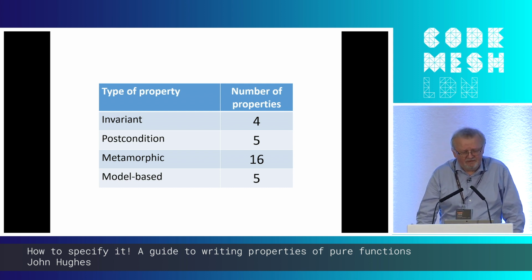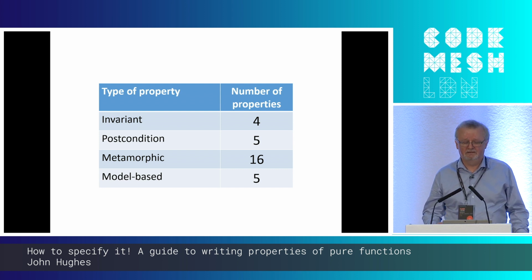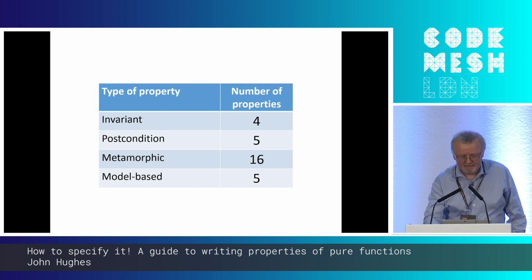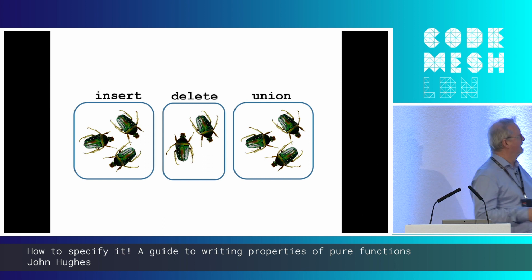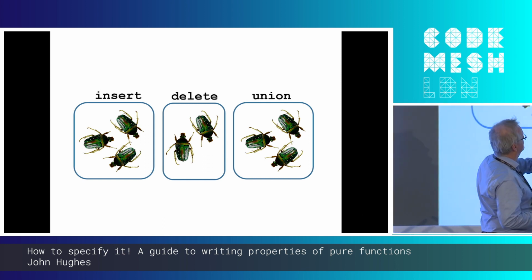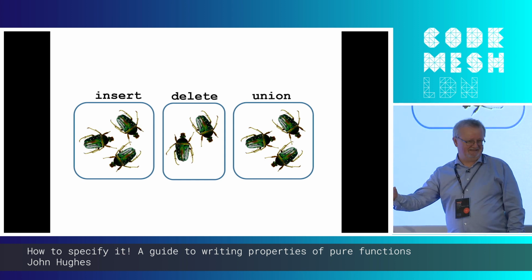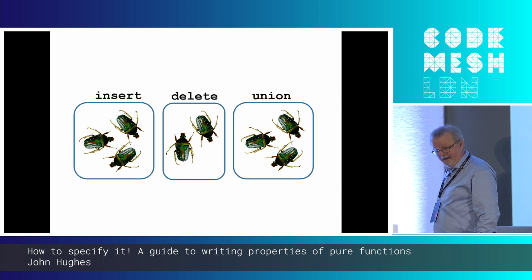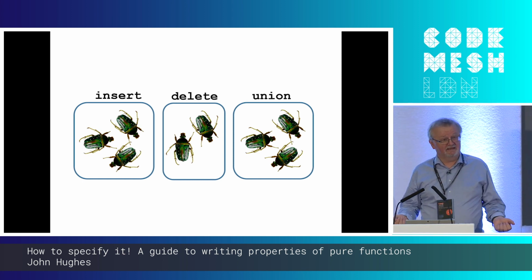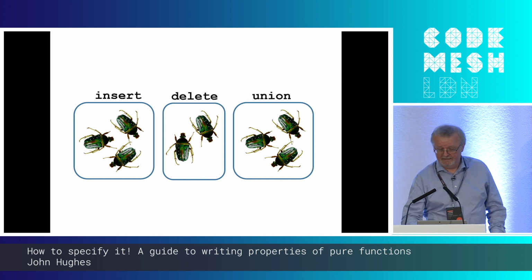OK, so now you can see roughly how much work there is writing properties of each sort. But how good are they at finding bugs? To find out, I planted 8 different bugs in my code. 3 bugs in insert, 2 in delete, 3 in union. And these vary from blatant to quite subtle. And then I tested 1 bug at a time to see how effective the properties were at finding them.